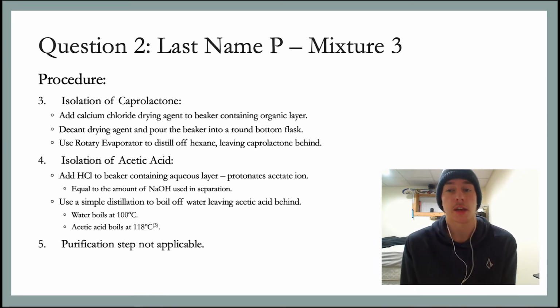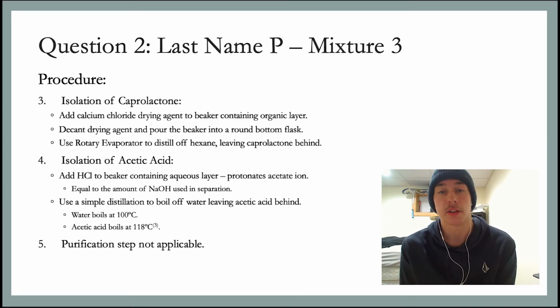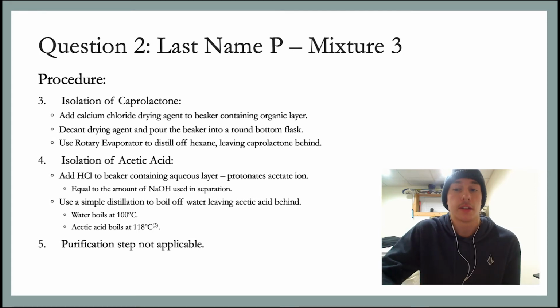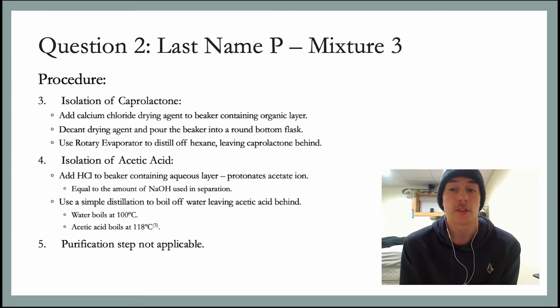So we need to isolate caprolactone and acetic acid from their separate layers. To isolate the caprolactone, we start by adding the drying agent calcium chloride to remove any water remaining in the organic layer. Then you decant the organic layer, leaving the drying agent behind, and you pour the organic layer into a round bottom flask. Then you can put this round bottom flask in the rotary evaporator to distill off hexane, which has a boiling point of 69 degrees Celsius, leaving the caprolactone behind.